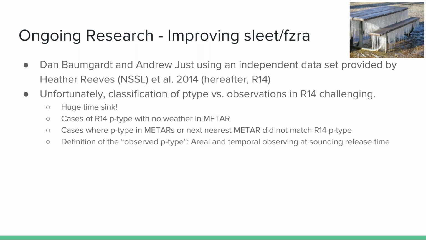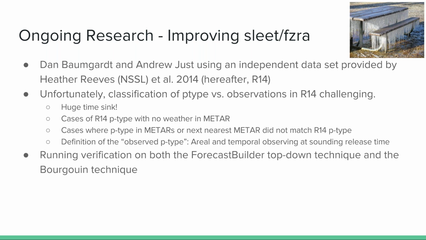Definition of the observed P-type. For example, how big of an area can you utilize around a RAOB to consider it an actual observed P-type? At the release time, take for example Roanoke, their upper air site versus the Blacksburg and, I think, the Roanoke observing system there. So it's been interesting and again time consuming.